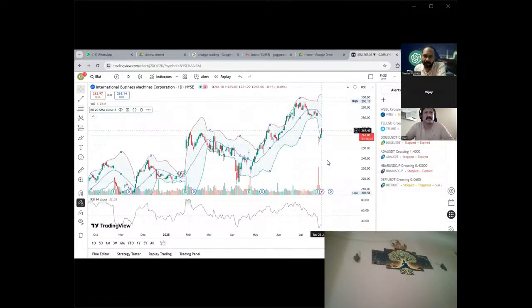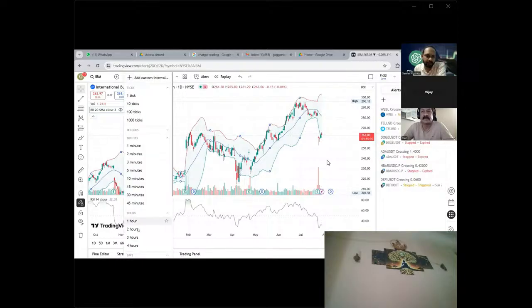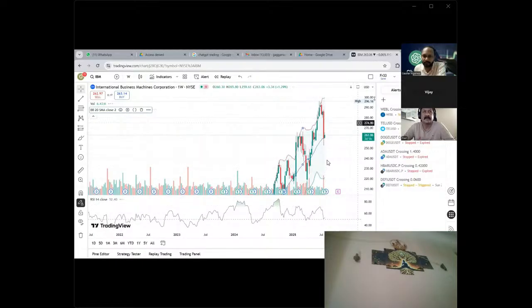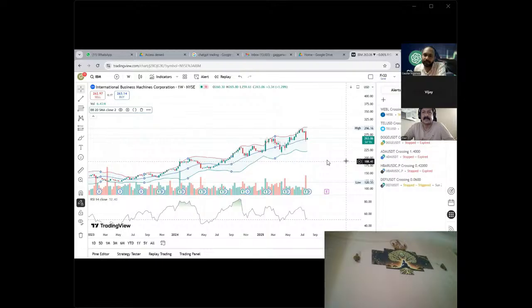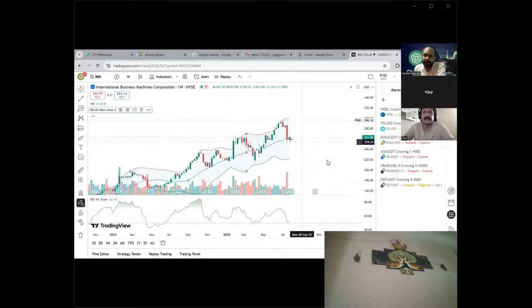On one day it is showing like this, and if you select 1 week, it will show differently. You see in the weekly, the price is near the middle band, which is a kind of demand zone. It may bounce from here. You can see all the time frames here.